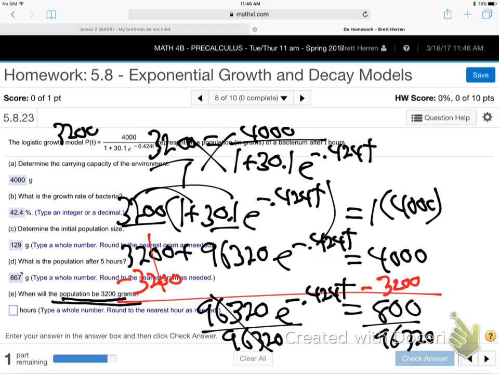Everybody seeing where we're at? Can I go to a new screen? You got that copied down? You basically just need to do ln on both sides now. Leave that fraction on the right. Does everybody see why I'm saying that?